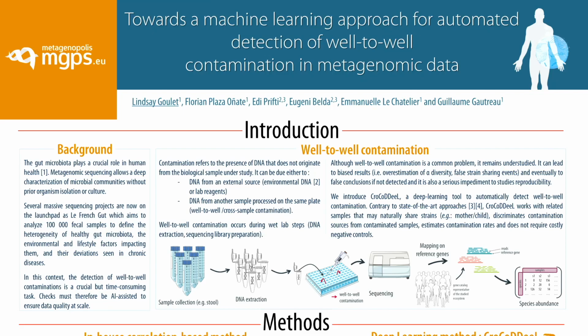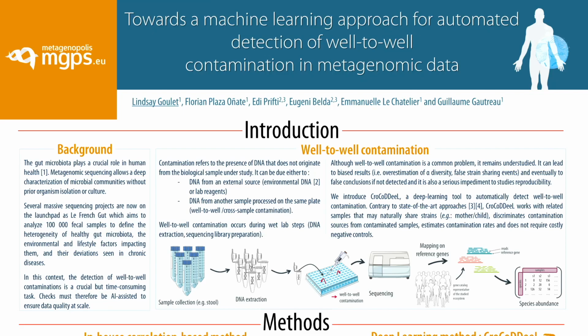In this context, the detection of well-to-well contamination is crucial but time-consuming. Well-to-well contamination refers to the contamination of one sample by another, processed on the same plate during wet lab steps. This type of contamination is highly recurrent, but it remains understudied. If not detected, it can lead to biased results and eventually to false conclusions.